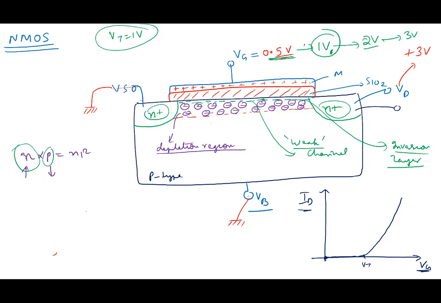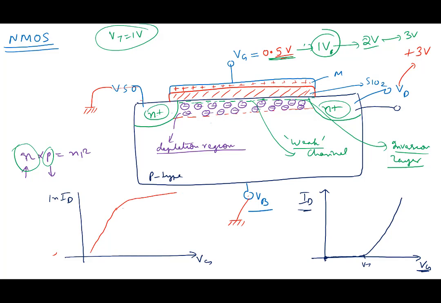That's not true. If I take the same plot and I draw ln ID versus VG, what you would see is that there is a conduction. As I said, you start creating a channel here. So there is current here. Current goes like this here. It's increasing.